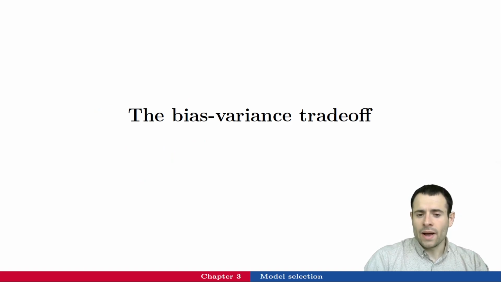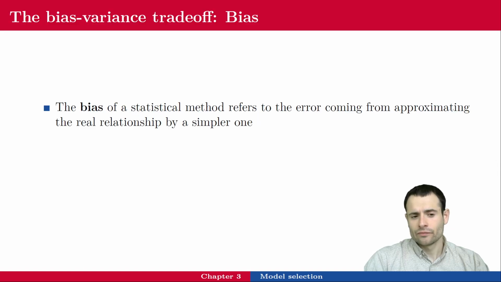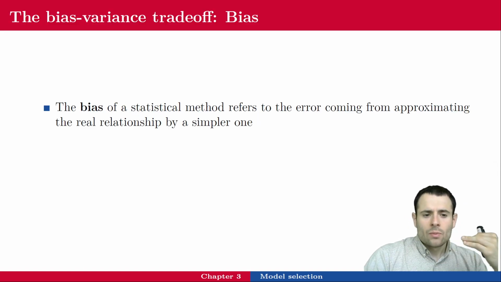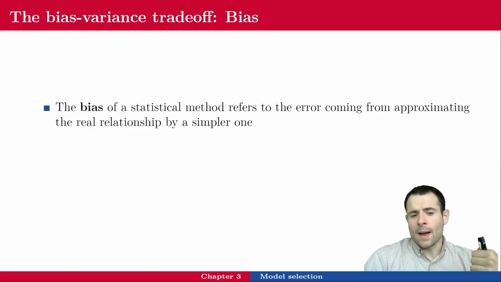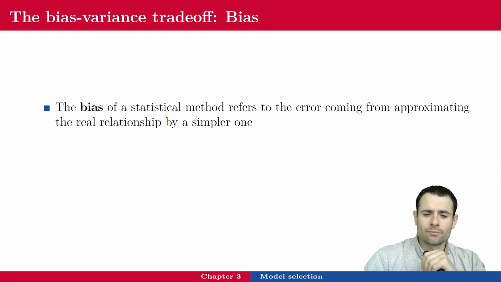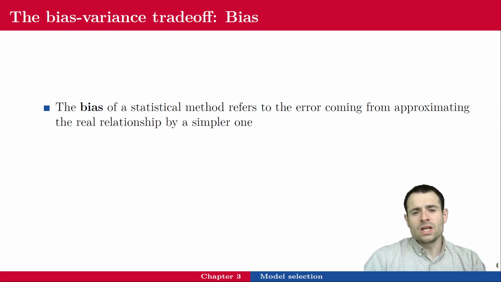So let's start with the bias-variance trade-off. The bias of a statistical method refers to the error coming from approximating the real relationship by a simpler one. Remember that we do not know the real relationship. Sometimes we might want to know about it. Sometimes we don't need to know about it. We just want to predict things.